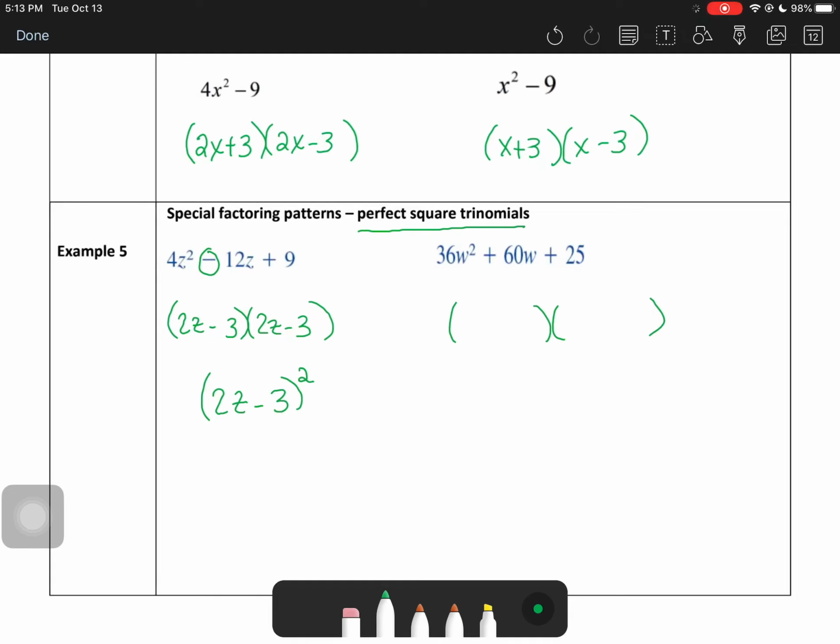In our next example, we know that the square root of 36w squared is 6w. And the square root of 25 is 5. And we know that our middle term is positive, so they both will be plus. So we have 6w plus 5, the quantity squared.